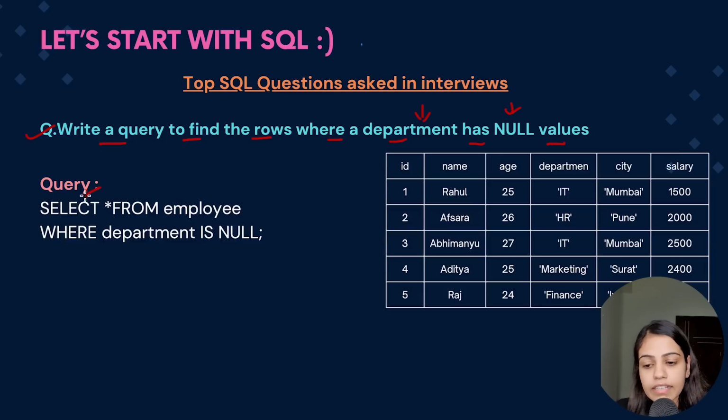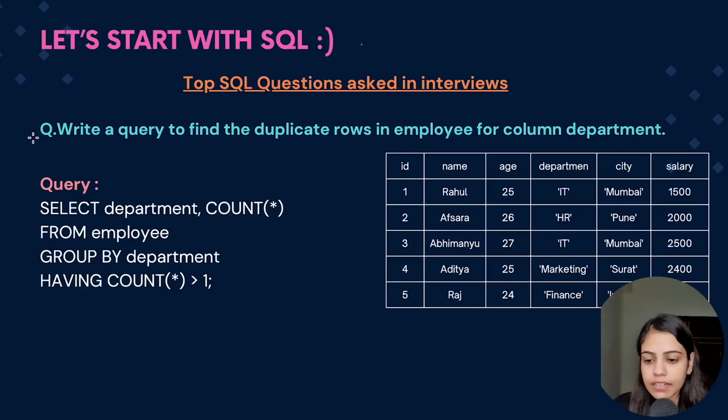So we'll give select and then we need to find all the columns, so we'll give star from and then we provide the table name, that is employee. Then we'll provide the condition where the column name, here it is department, and then we provide is null. Basically it goes into the department and finds if there is any null value present. If there is any null value found in any row, it will return that particular row in the final result with all the details of that row. So let's see the next question.